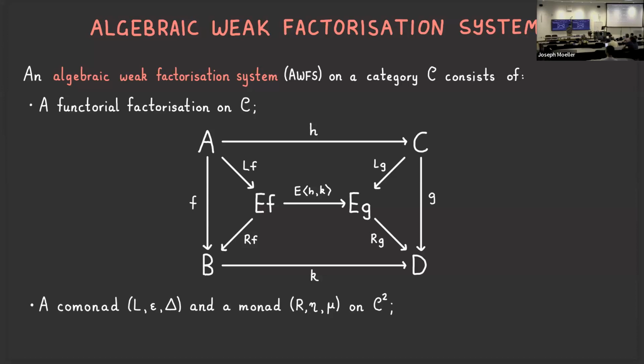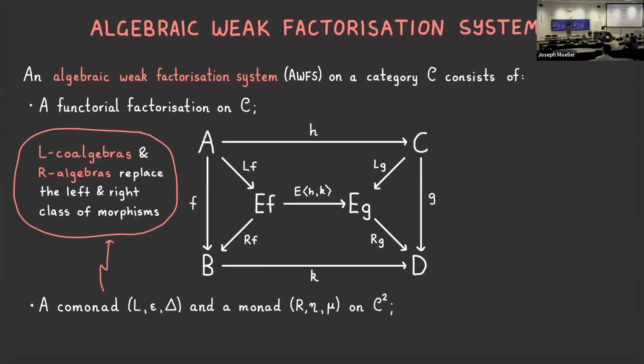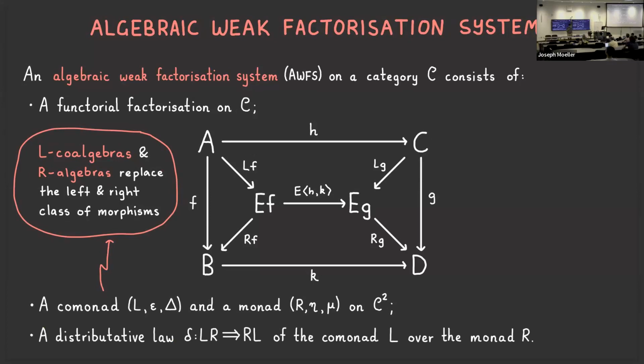And so why do we do this? The idea is that the co-algebras for this comonad and the algebras for the monad are replacing the left and right classes of our factorisation. Okay. And then finally, we ask for this little bit of technical data, which is that there's a distributive law between the comonad and the monad. But we don't need to worry about that.